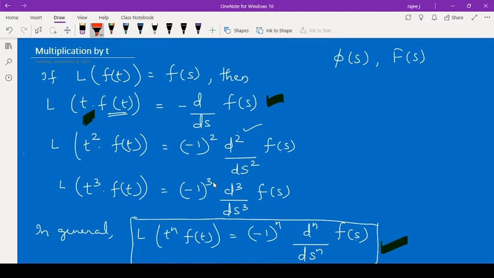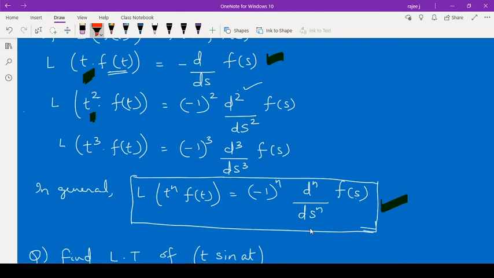here it is minus d by ds. One time you are finding the derivative. When it is t square here, when the power is 2, we are finding second derivative, 2 times. When it is 3 here, it is t cube, we are finding 3 times derivative. Same way in general, when it is n here, we are finding nth derivative.